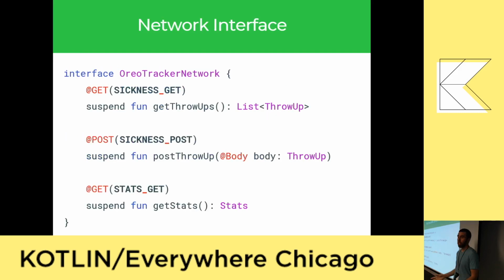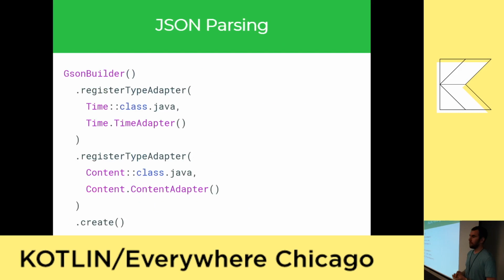And then, again, just JSON parsing. So I'm going to register my type adapters. These classes all exist inside my shared module. So I can use the time adapters and the time classes, and you can use them just like you'd expect, even though they're in this shared module.